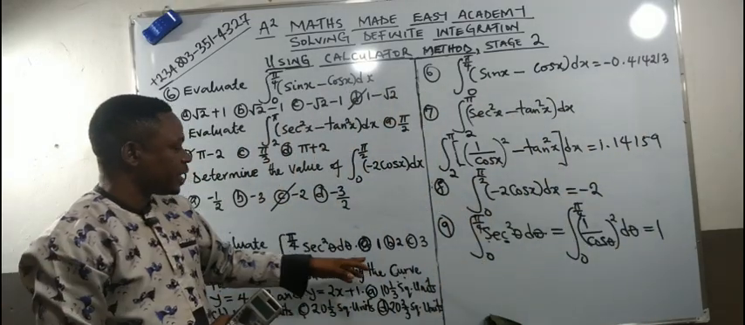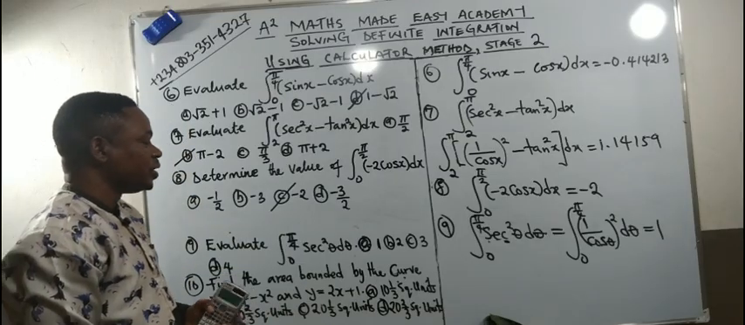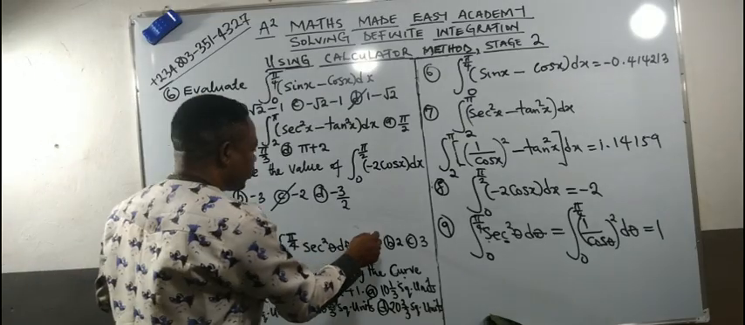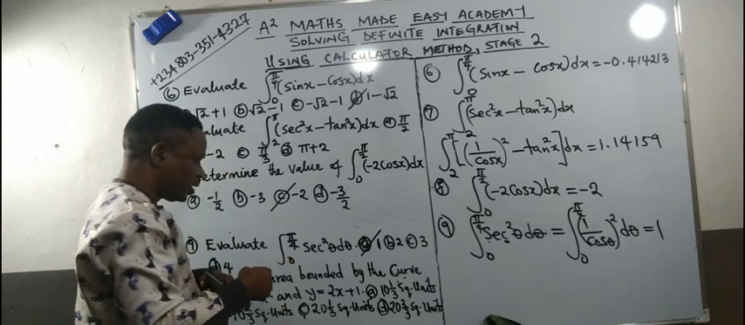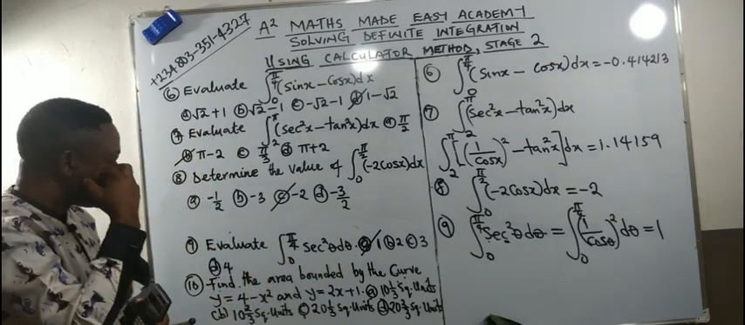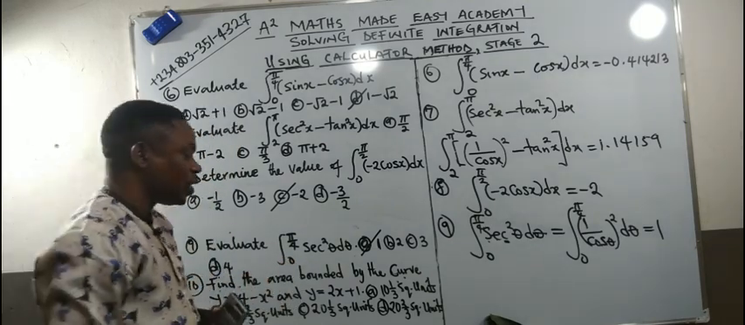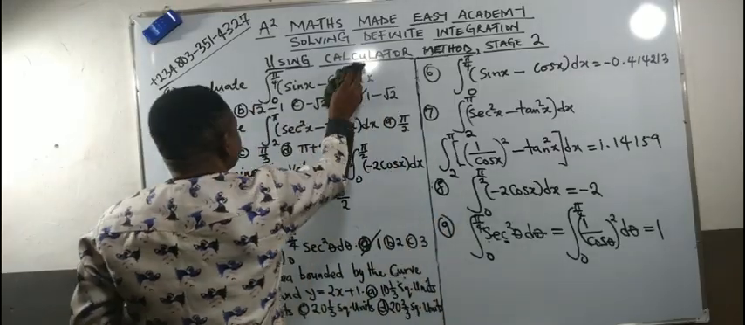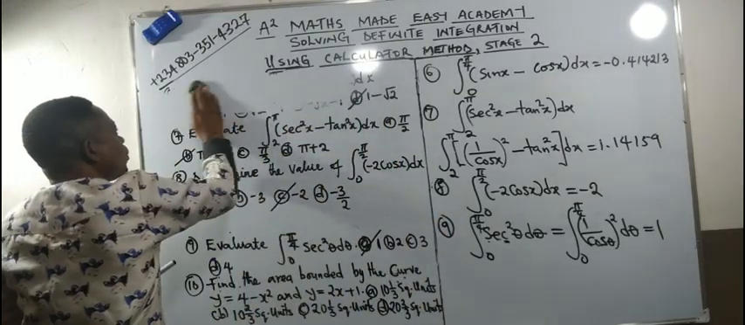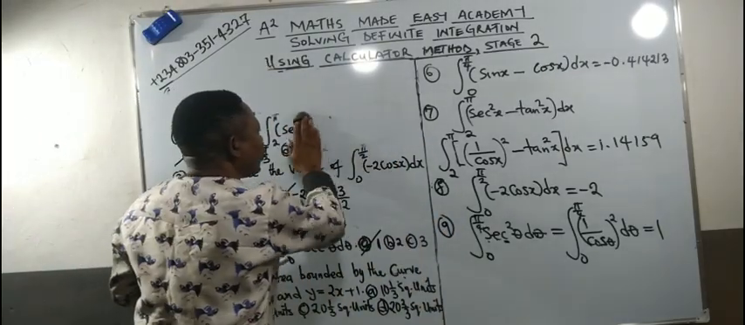Now option A says 1. Oh my goodness, I don't need to continue. Which means the correct answer in the option is option what? A. Do you understand? Then finally, can we quickly move to question number what? 10. Please remember, what we are solving is calculator method.